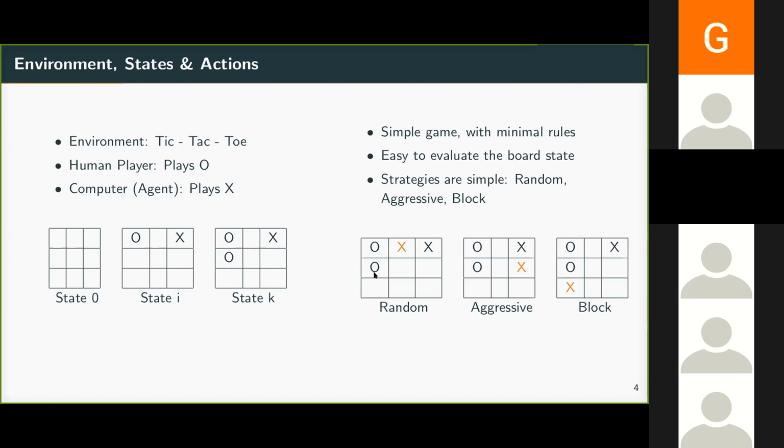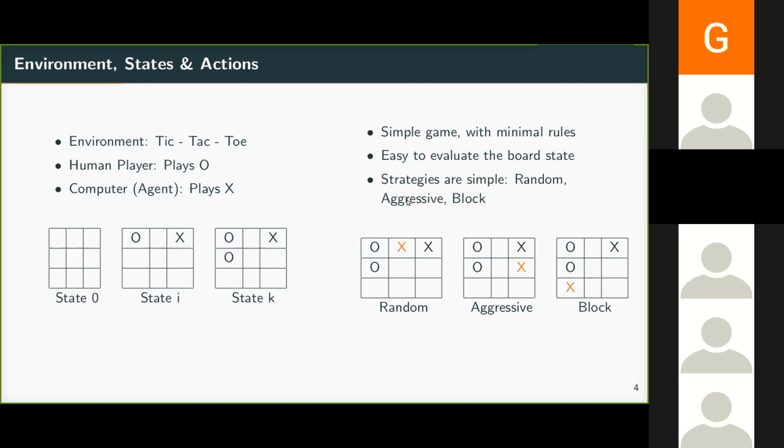If the computer program is agnostic, or doesn't really care about what the other guy is doing, it will play randomly. What will it do? It may choose to place a cross here, which you know is useless because the other side is already blocked. You can never win the tic-tac-toe. Also, the other player can complete his O here and can win the game. So the computer program can choose to play randomly, where your chances of winning will be very, very small.